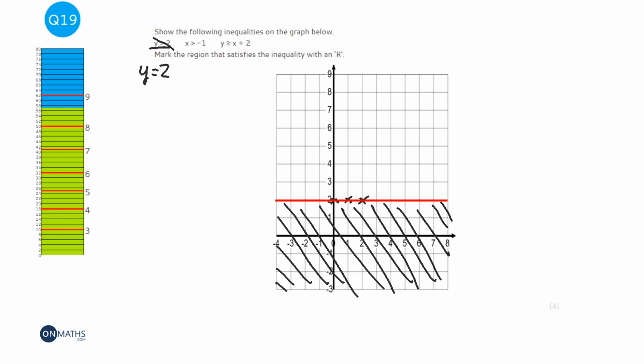Okay, next one, we want to do the line x equals minus 1. Okay, so where does x equal minus 1? Where does there, in fact all the way up this line here. So we want to do another one.